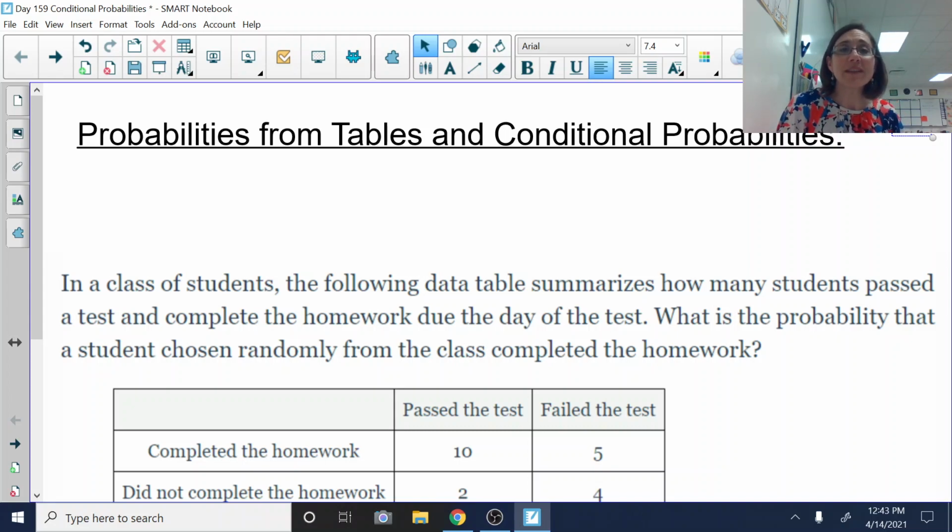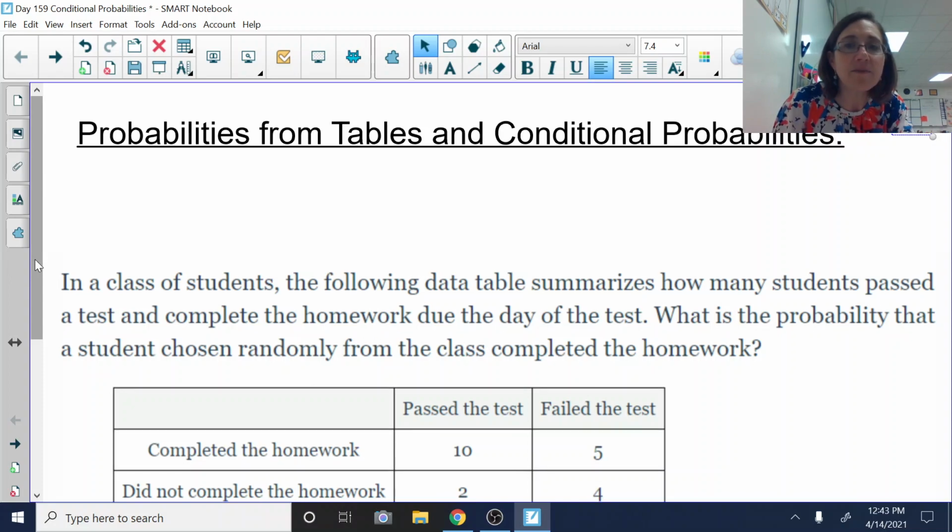Hello. Today we are going to be looking at probabilities from tables and also something called conditional probabilities. That's where, if I tell you this, can you figure out the probability? Okay, so I have an example here on our screen, and let me just read this to you.